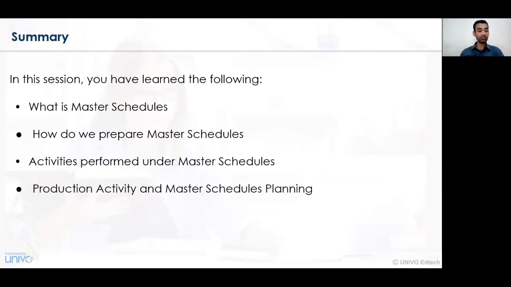Now let's summarize what we have learned in this session. We have understood what we mean by the master schedule. We have also seen how we prepare a master schedule, that is, the various steps or activities involved in its preparation, and how production activity and master scheduling planning are interrelated. And lastly, we have seen how we correlate the master schedule and workplace planning for the successful running of the business organization.